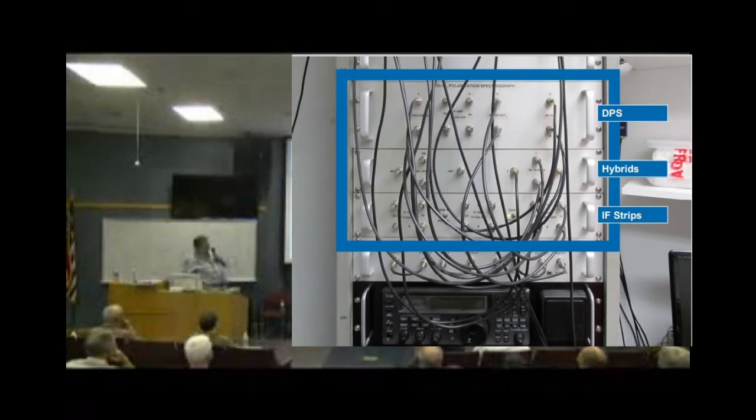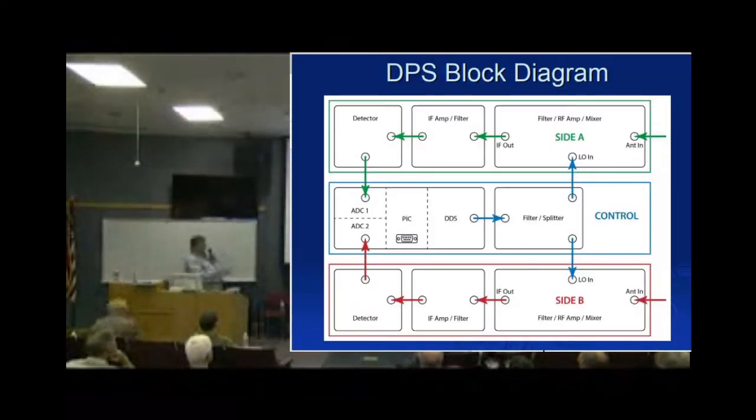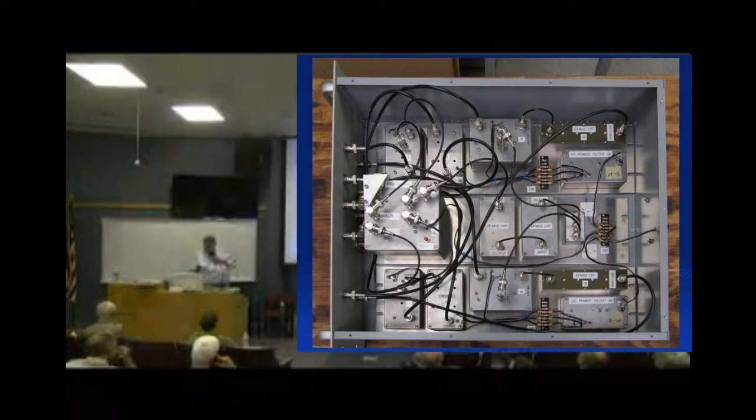And there's the DPS in all its glory behind some coax. And there's the block diagram, which, as you can see, is pretty much just 2. There's an FSX, there's an FSX, and there's just a common PIC and DDS in the middle between the 2. And everything just gets split between the 2 sides. There's what it looks like inside the box.